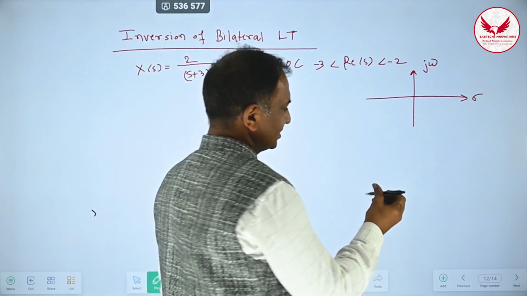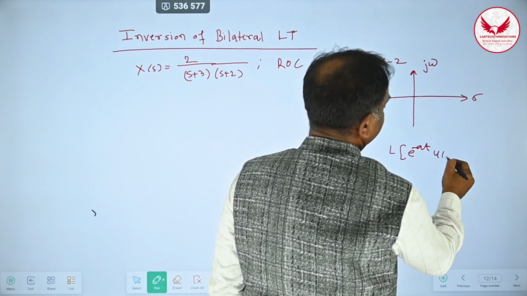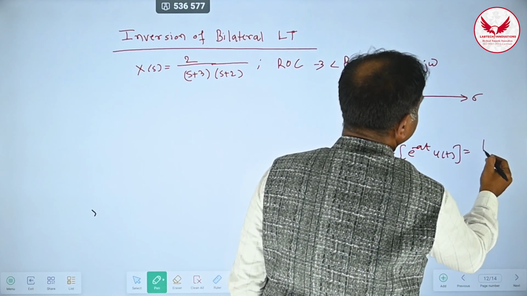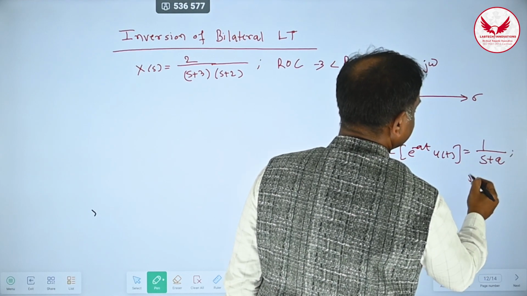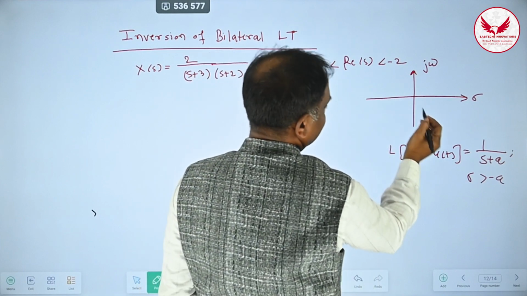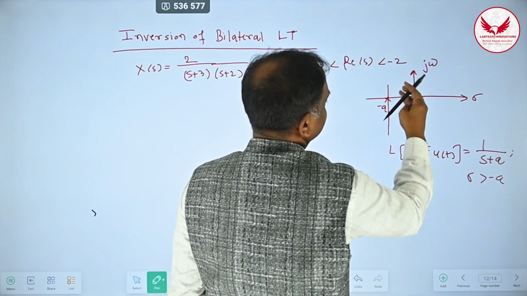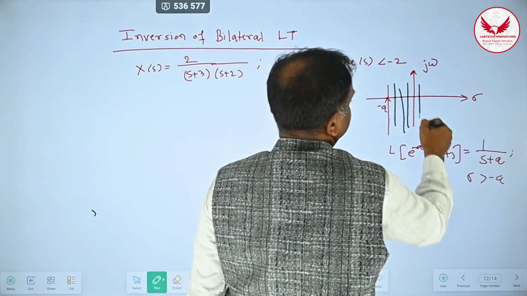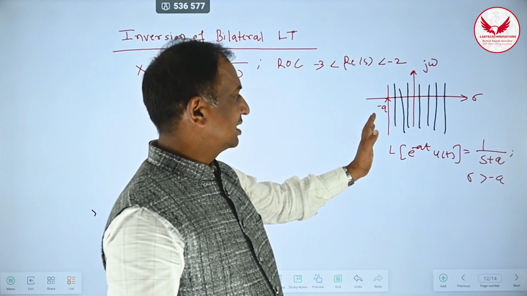And we have seen the signal for the Laplace transform of e raised to minus at u of t, okay. So for such a type of signal, the Laplace transform is 1 upon s plus a, and sigma is greater than minus a. अगर सिग्मा इज ग्रेटर देन माइनस ए, मतलब माइनस ए इज अवेलेबल हियर लाइक दिस, सो द ROC फॉर दिस विल बी लाइक दिस.